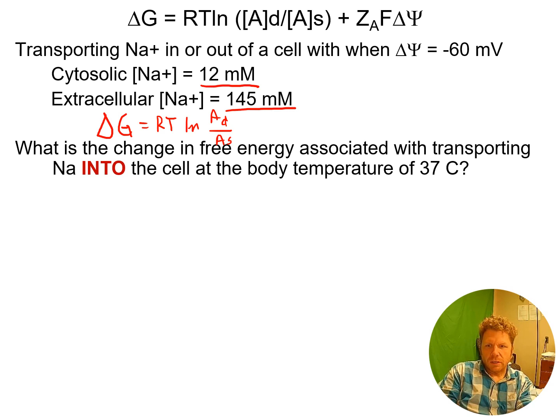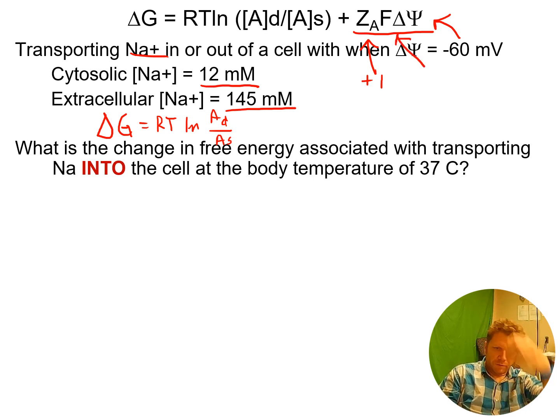Now, what we also have to consider with this calculation is the electrical potential difference, which would be Z sub A F times delta psi. Here's our delta psi. Z sub A is going to be plus 1, since it's a sodium ion. And Faraday's constant is 96,485.